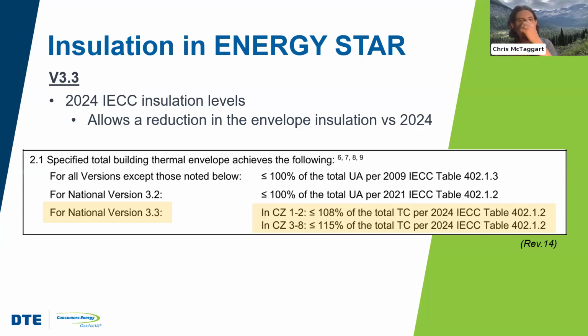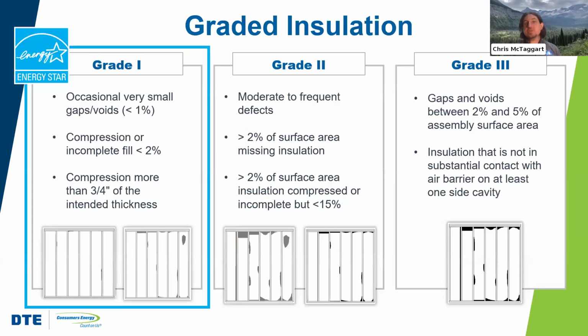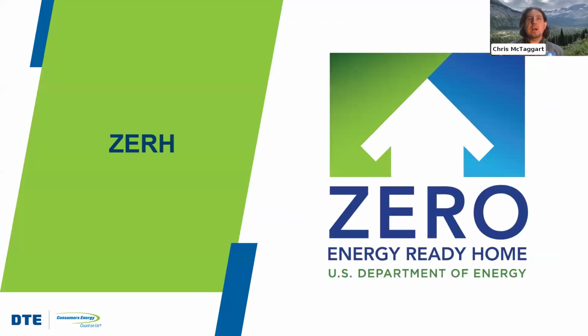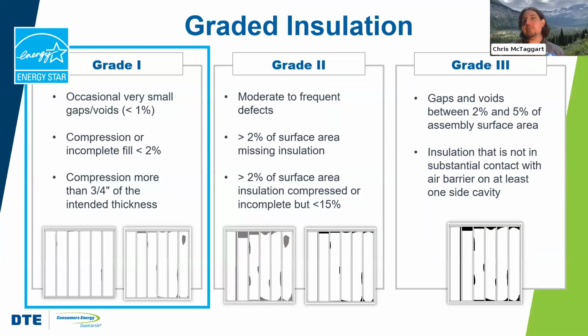So there's a little bit more trade-off versus version 3.2, which is very strict at that 2021 level of performance. Energy Star requires grade 1 insulation if you don't have cavity wall insulation. If you don't have continuous insulation, if it's just cavity, you have to have grade 1. If you have continuous, then you can have grade 2 insulation plus continuous insulation.